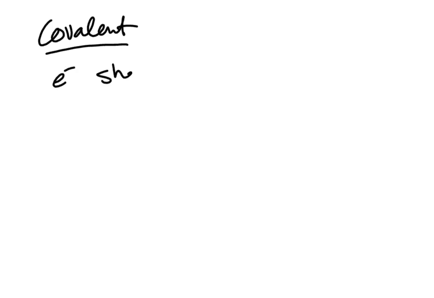All right, this video is on covalent bonding, bond polarity, and electronegativity. There's a lot of different things we're going to be talking about in this video, so let's go ahead and do a quick rundown. Covalent bonding is when electrons are going to be shared between atoms.